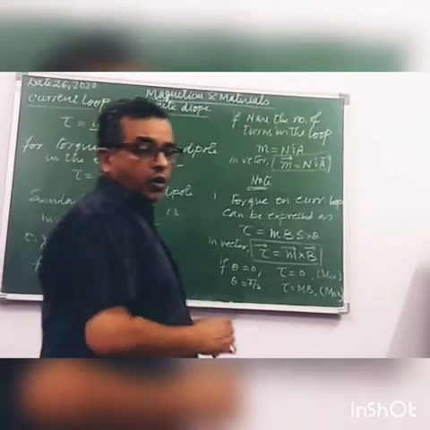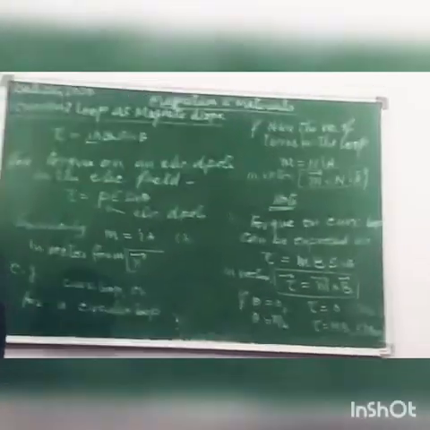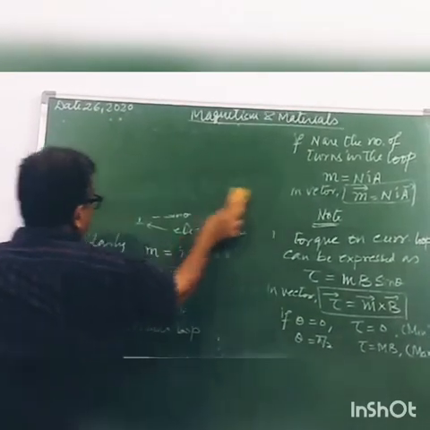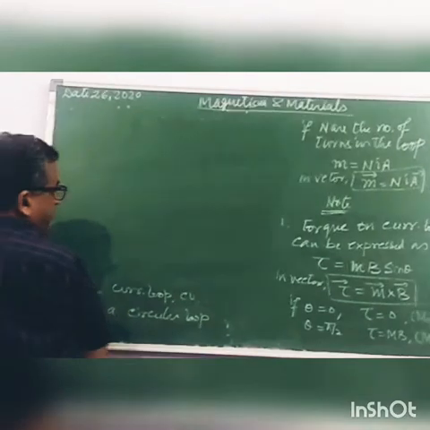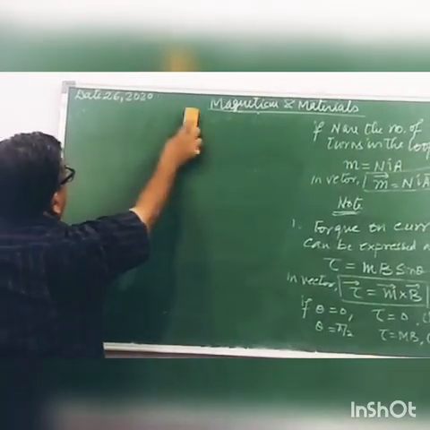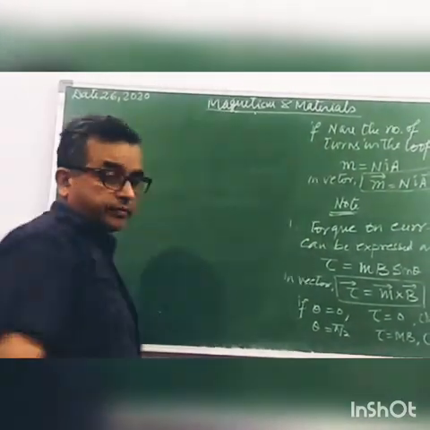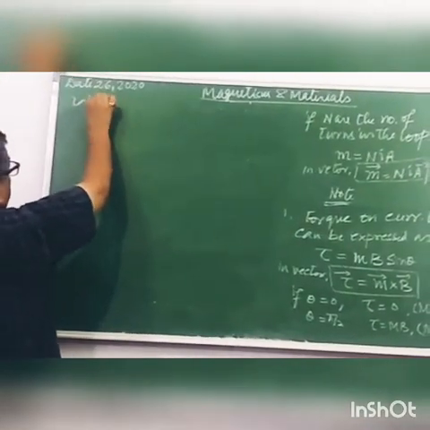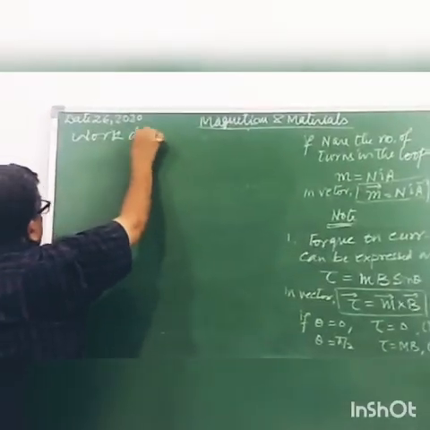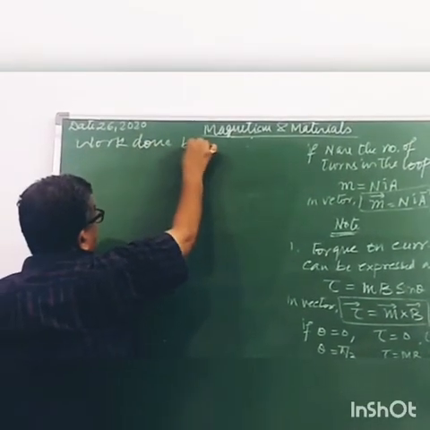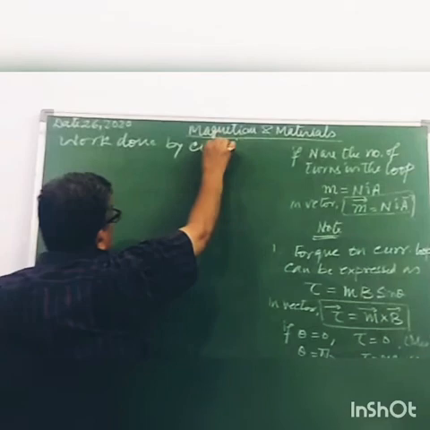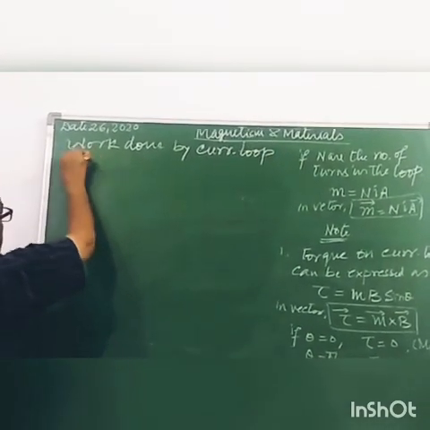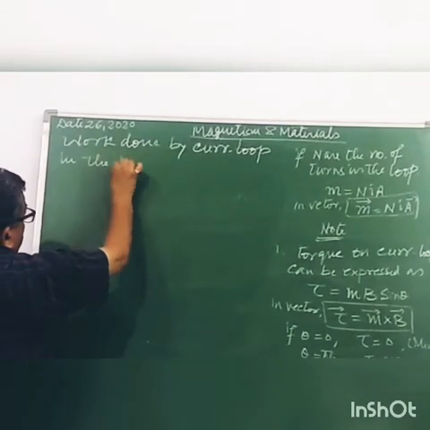Now we can also calculate the work done and the potential energy of the current loop when placed in the magnetic field. Work done by current loop in the magnetic field.